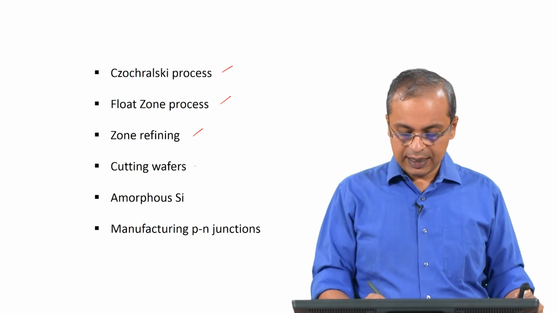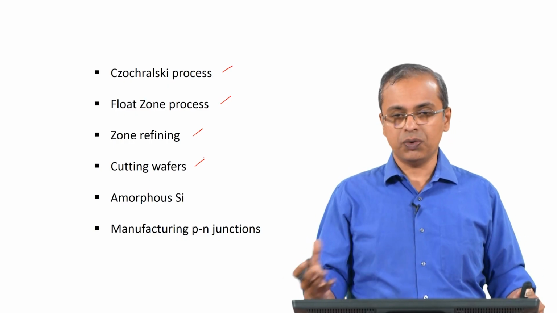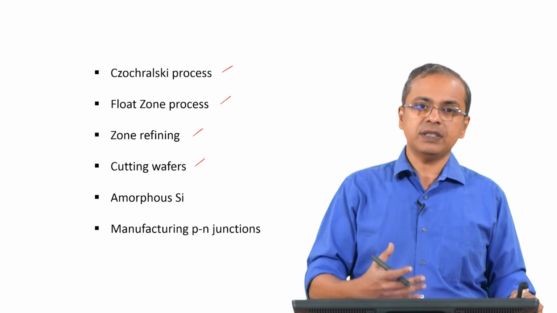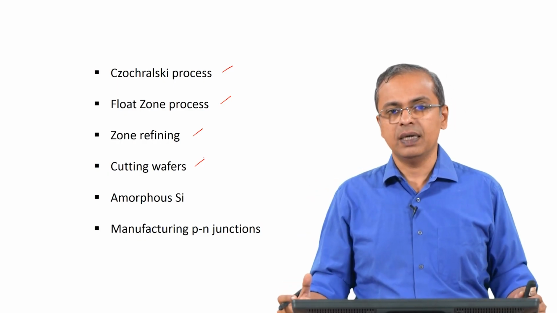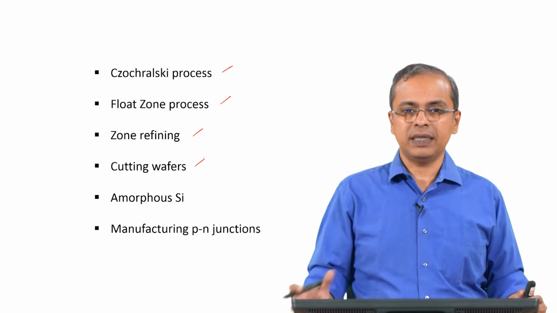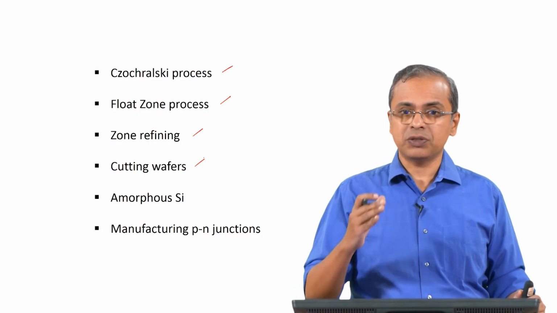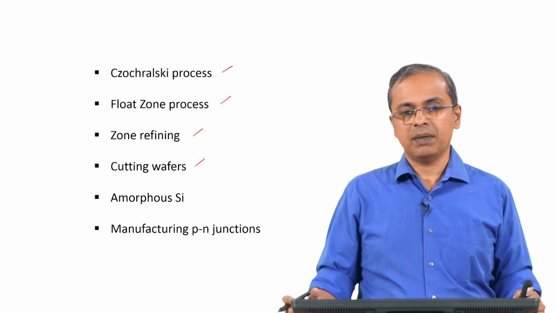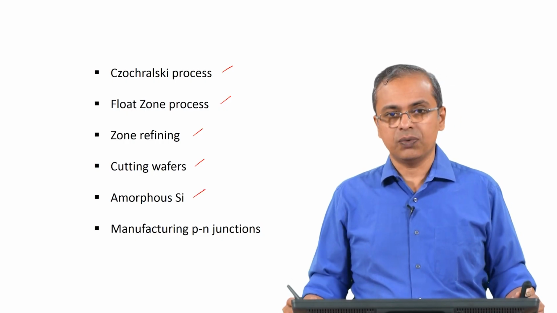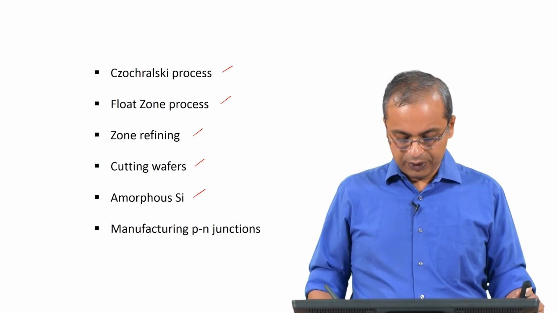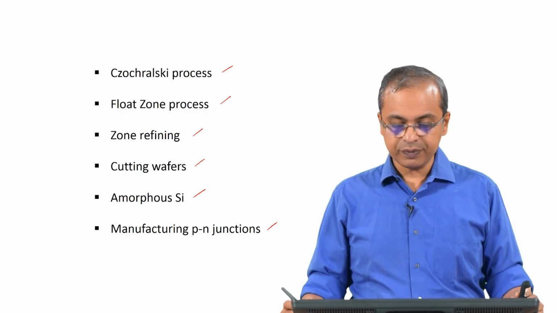We will also look at how wafers are cut, because finally, initially when we go through this contents, we will see that what is first created is a pretty big, solid object. It's not anything like what you see in your computer or on the solar panel, and therefore that has to be cut into very fine slices before it can be used anywhere. So, that is something we will look at. We look at amorphous silicon, how that comes about, and finally we will look at how PN junctions are manufactured. So, this is what we will do.